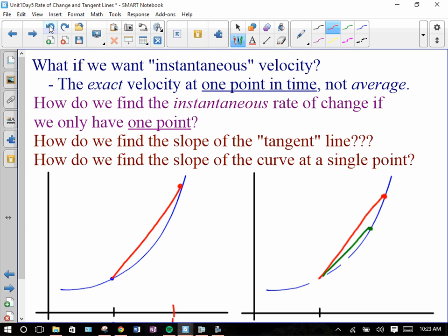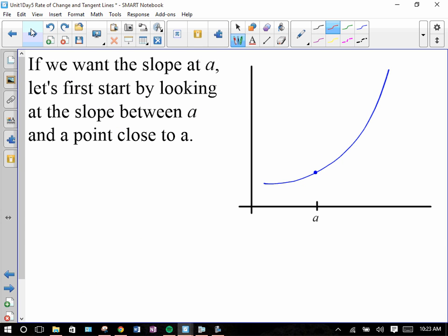Okay, so forget this. What we're going to be doing here is this. The smartboard's not working. Alright. So if we want to find the slope at A, we're going to start by looking at the slope between A and a point close to A. We have this point right here. Now instead of calling this B, we are going to call this A plus H, where H is the distance that we added on to A.